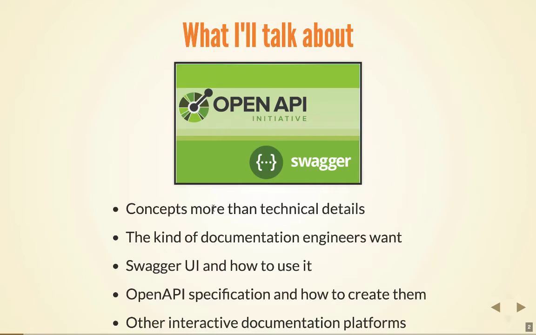We're going to talk about the kind of documentation that engineers really want, how to deliver it. We'll cover Swagger UI and how to use it. We'll talk about the OpenAPI specification and how to create these specification documents. And then we'll get into some interactive documentation platforms that will consume the OpenAPI. Periodically I'll stop, so feel free to throw in a question, but probably we'll address a lot of the questions at the end. That way we won't go into so many different directions throughout, and there'll be some coherence to this presentation.